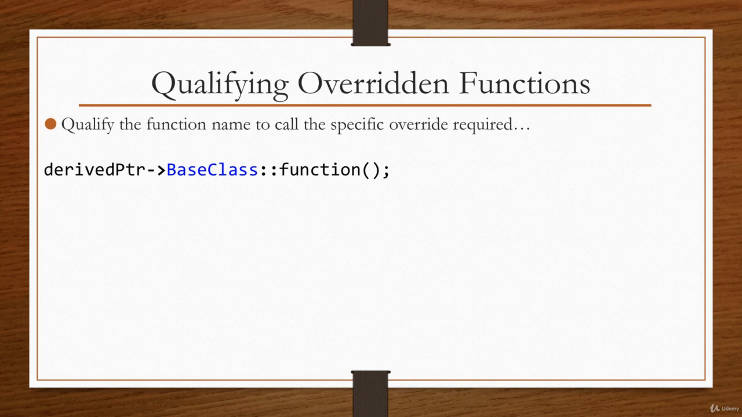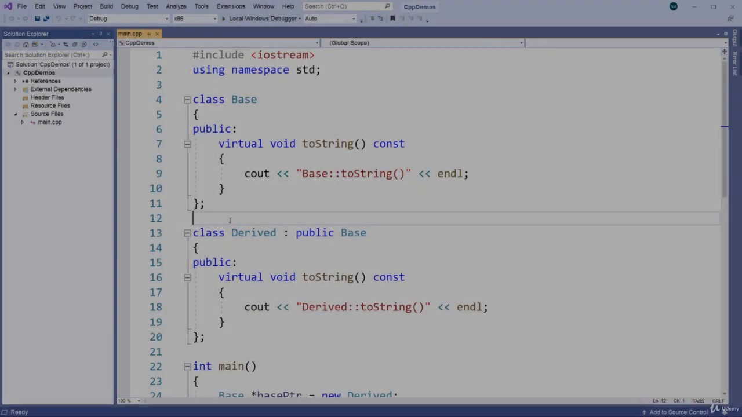So for an example, with a pointer to a derived object on the heap, you use the arrow operator and then you qualify the function name. So we do the base class, the scope resolution operator, and then the overridden function, in other words that function in the base class, and then it will invoke that specific version of the function. Just a couple of examples again.